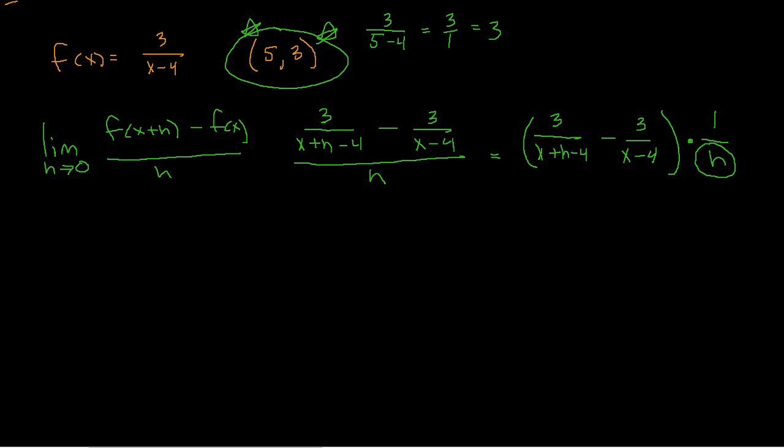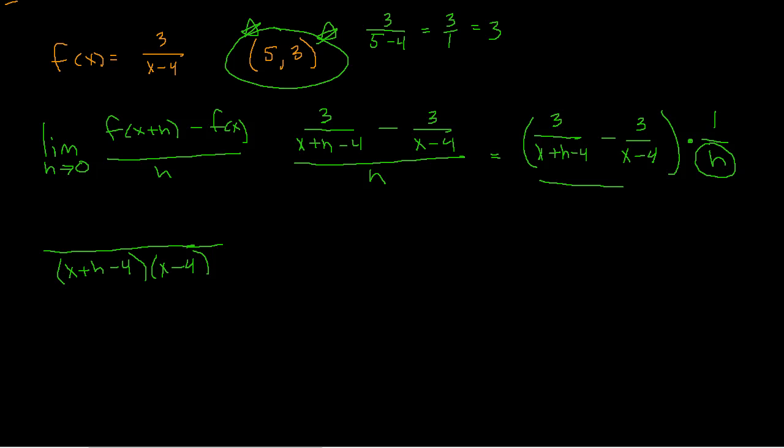So my next step is, what a lot of kids want to do is distribute the 1 over h. Don't. That's only going to make it worse. It's going to make it uglier. So let's start inside and let's get a common denominator. So my common denominator is just going to simply be the two denominators I have multiplied together. And I would recommend don't actually multiply them, just multiply them next to each other.